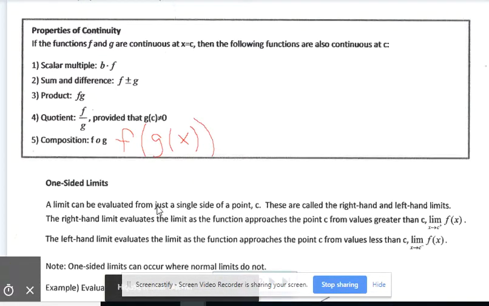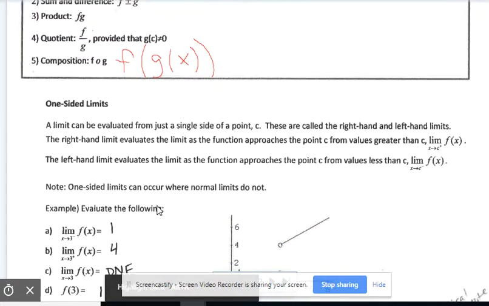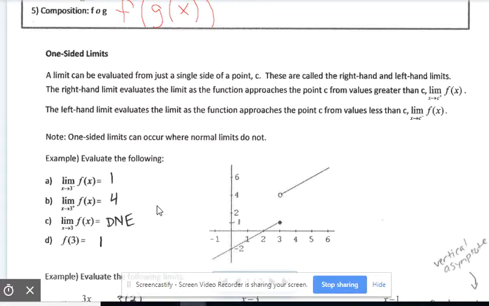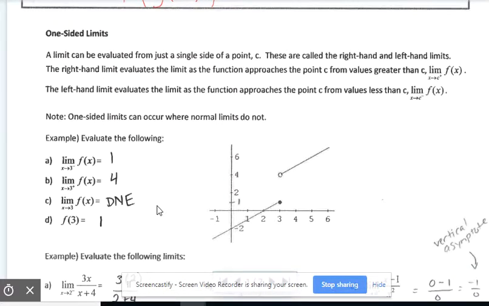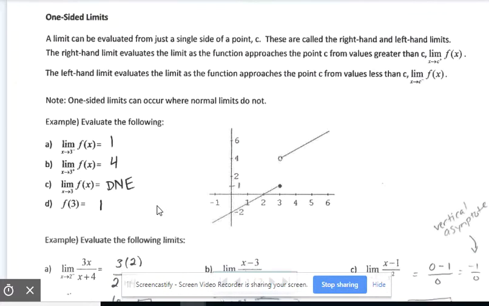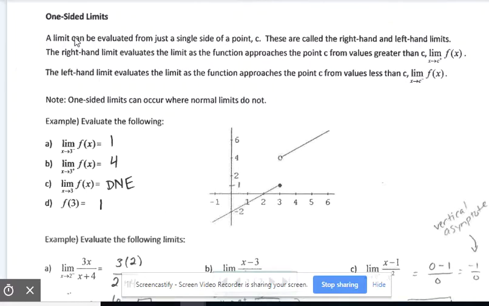Okay. So let's talk about one-sided limits. The good news is that we've already talked about this a lot, so this should be kind of familiar to you. A limit, as we know, can be evaluated from just one side of a point c. Let's erase that off up there. These are called the right-hand and left-hand limits.